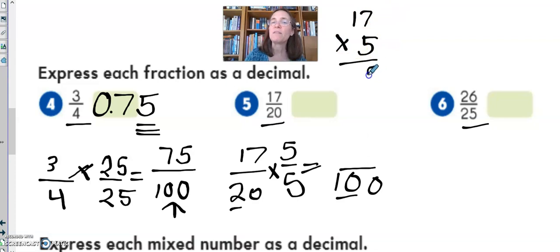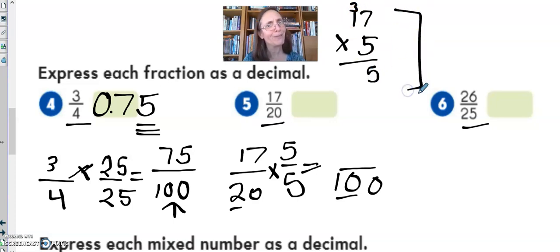7 times 5 is 35. I'm going to regroup my 10s up there and remember to add them in, and aren't you glad we taught you this year? 5 times 1 is 5, and 5 plus 3 is 8. So that tells me that this fraction is 85 hundredths, which will be the decimal 85 hundredths.